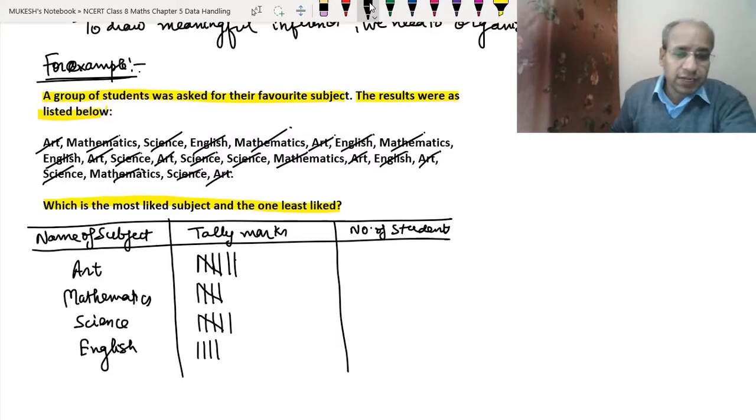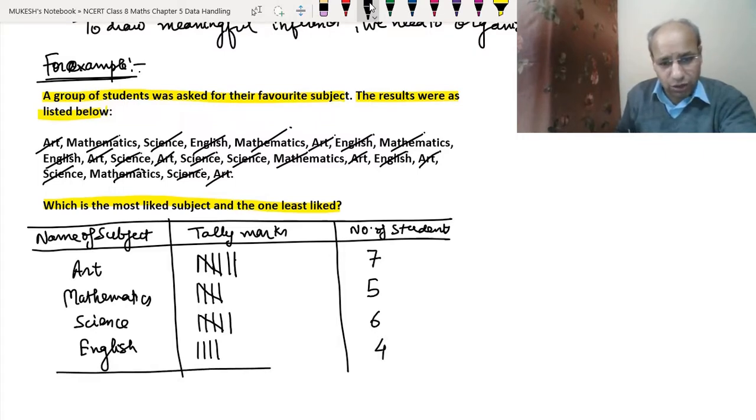Now, what are the number of students? See, 5 plus 2. There are 7 students who have liked the arts. Mathematics, there are 5 students who have liked. Science, 5 plus 1, the 6 students have liked. And then English, the 4 students have liked. Then we will just make a total of it. Okay. So 7 plus 5, 12 plus 6, 18 plus 4, 22.